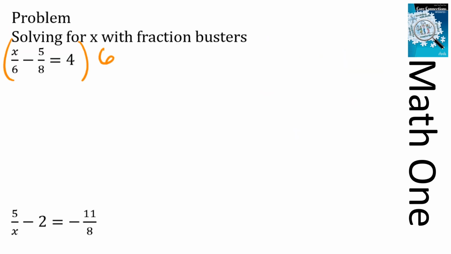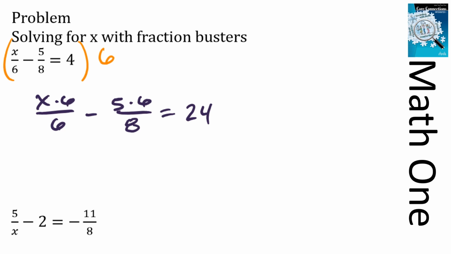Okay, so now back to our problem. Each term is going to get a factor of 6. So if I rewrite this, this would become x times 6 over 6 minus 5 times 6 over 8, and then that equals the number 6 times 4, or 24. First of all, the immediate thing I see is that I've eliminated the factor of 6 from my first term entirely, and this becomes x minus.